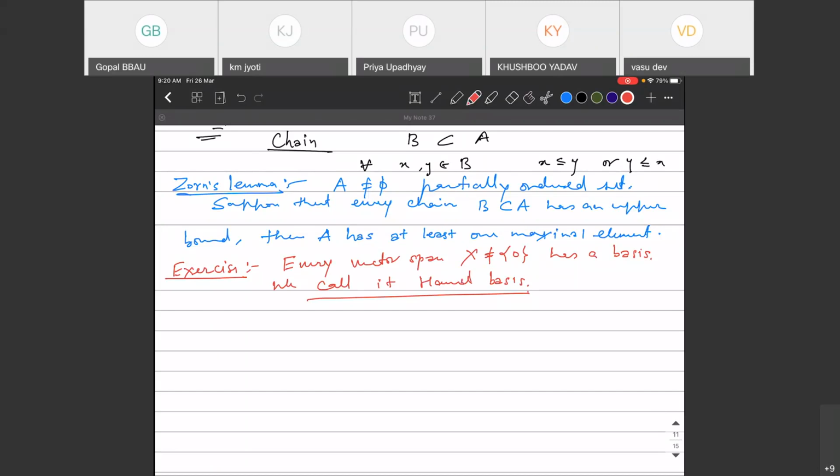Here I have a question. Since I have written here X non-zero, you all know this is a vector space, correct? Am I right? This is a vector space over R or over any field K. Am I right?